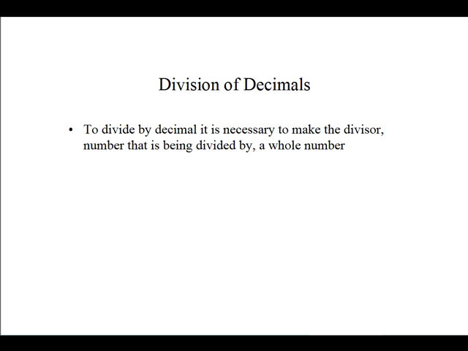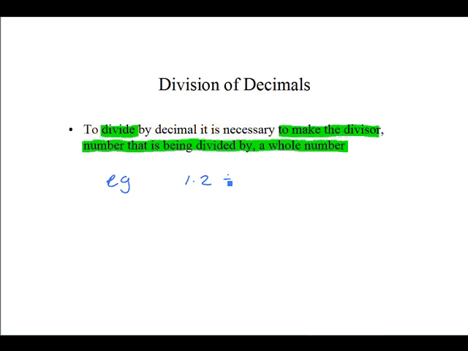Okay, division involving decimals. Now, when you're doing these problems, the easiest way to do it is to make the divisor, the number after the division sign, into a whole number. We do that because that puts our decimal place in the right position when we do our short division or long division. So how we do this is through an example here.